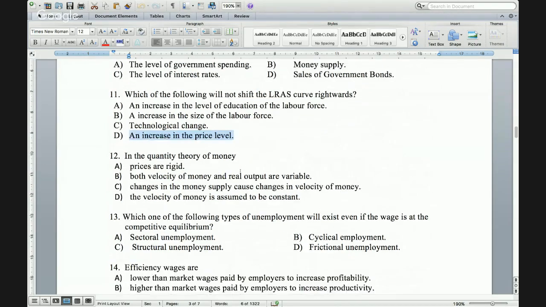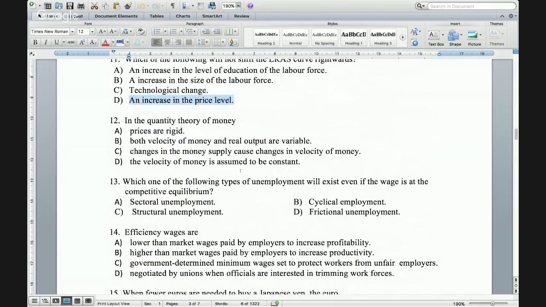Okay, question 12, the quantity theory of money. This topic in itself, the quantity theory of money, is a popular question when you're doing a long form exam part of the question. So say, for example, here in this paper, it'd be section B. So you have the quantity theory of money.